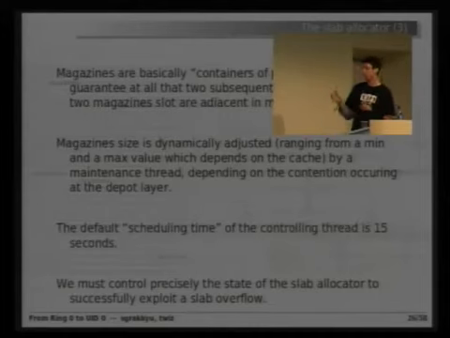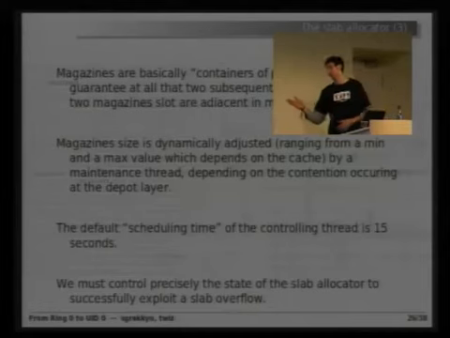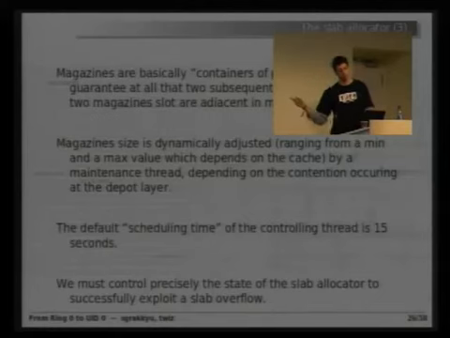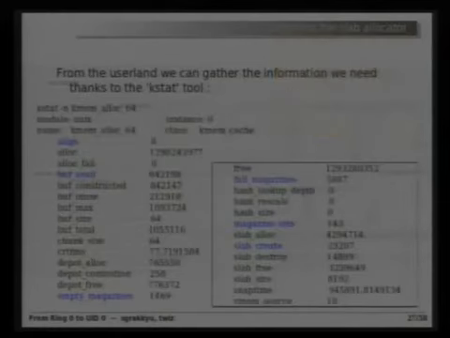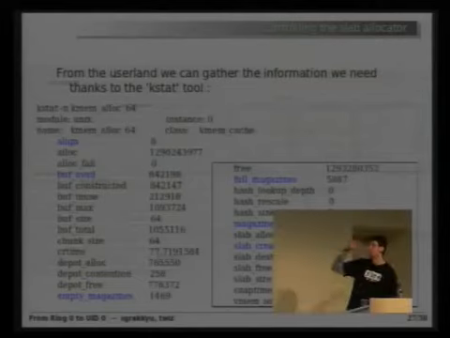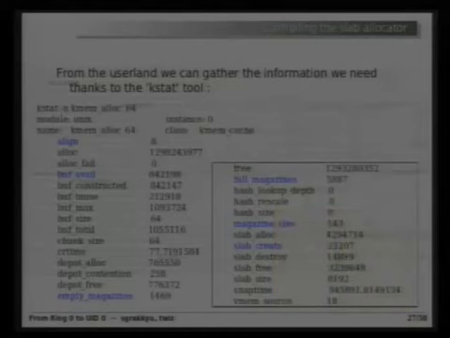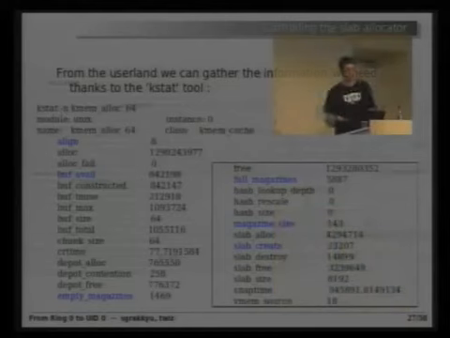What we need to do is control precisely the state of the slab allocator so we can manage to exploit this kind of vulnerability. We use the user land. We get all the information from the user land. We use the kstat tool, kstat. The kstat provides statistics of basically every subsystem inside the kernel, and also of slabs.